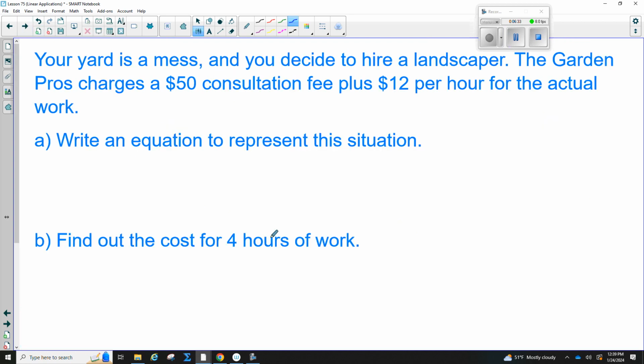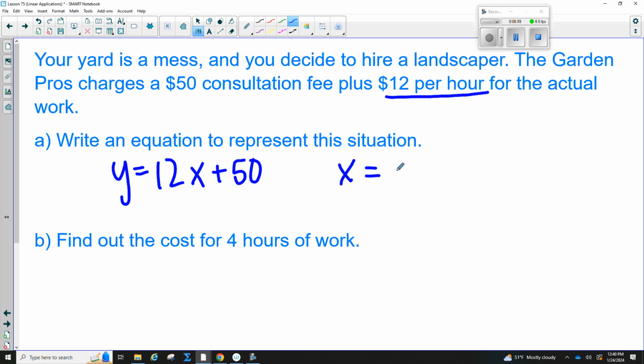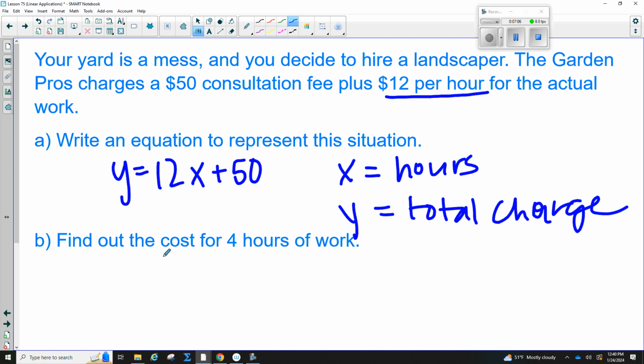Your yard's a mess and you decide to hire a landscaper. The Garden Pros charges a $50 consultation fee plus $12 per hour for the actual work. Write an equation to represent the situation. What's the slope? The $50 fee is just what you pay one time, the consultation fee. And then you're paying $12 per hour. So X is what? Number of hours, and Y is what? Total charge, cost, however you want to write that. It's what you're paying them, the total amount after however many hours.